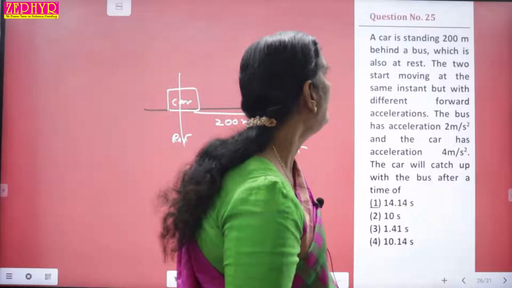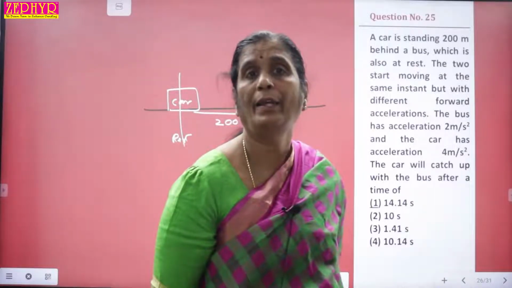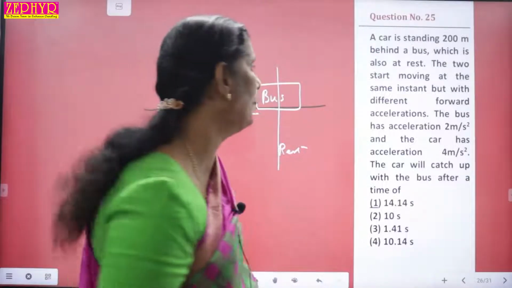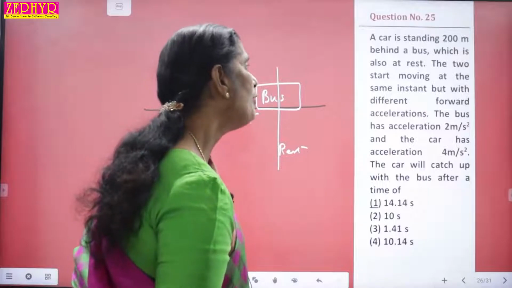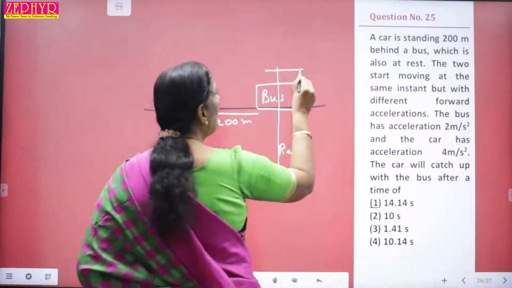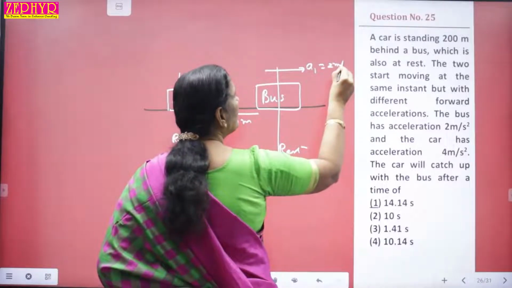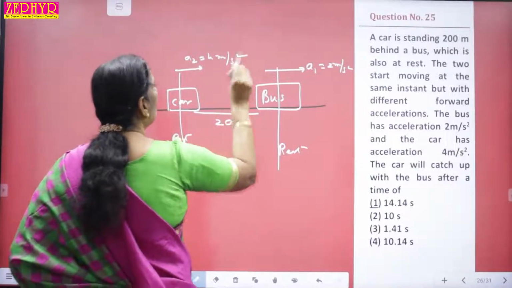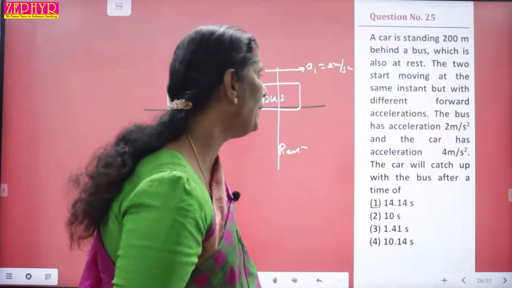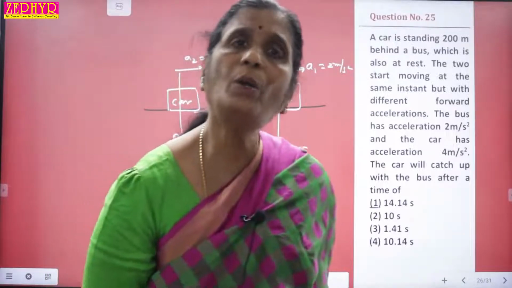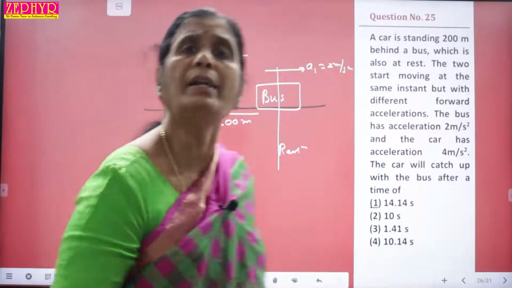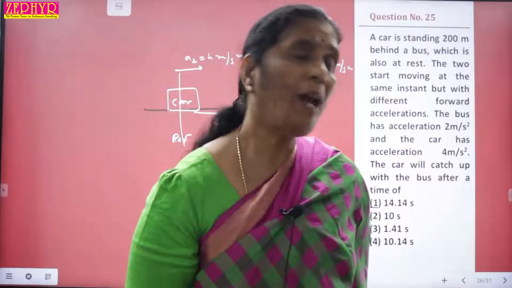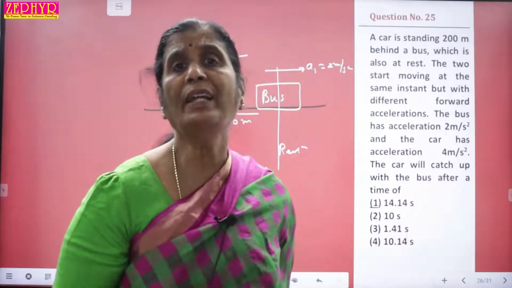Initial velocity is 0. The two start moving simultaneously. So both will start at the same time, so the total time to meet is also the same. But with different forward accelerations. Bus is moving with 2 meter per second square, and the car is moving with 4 meter per second square. The car will catch the bus. So what will be the time taken by the car to catch the bus? Both are traveling at the same time. So let us assume that the car will overtake the bus after 30 seconds.